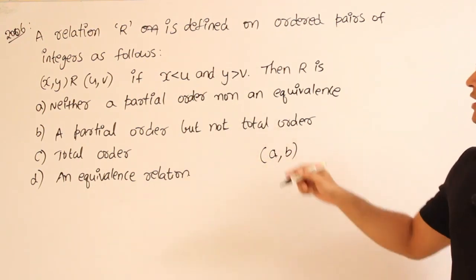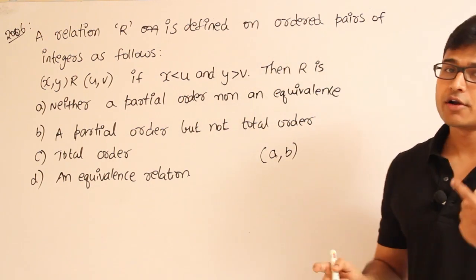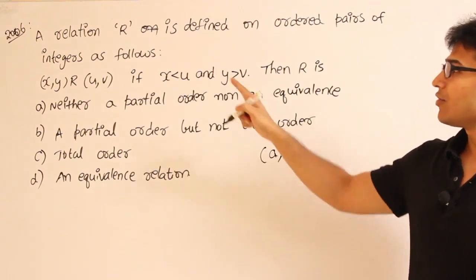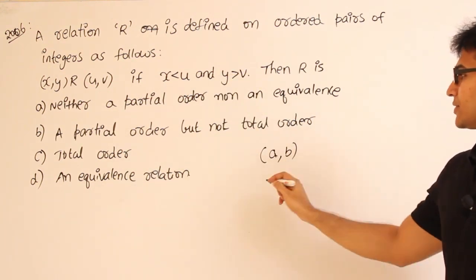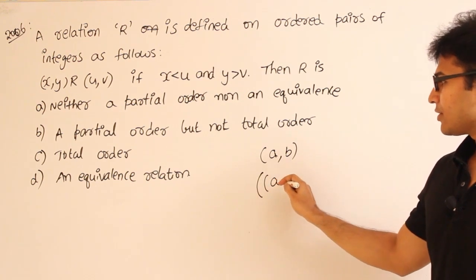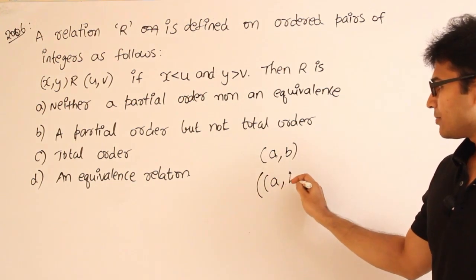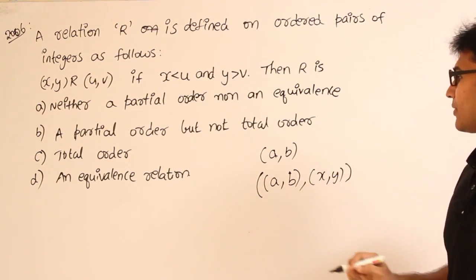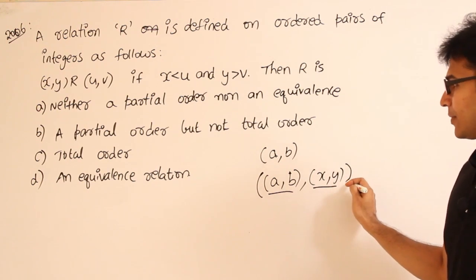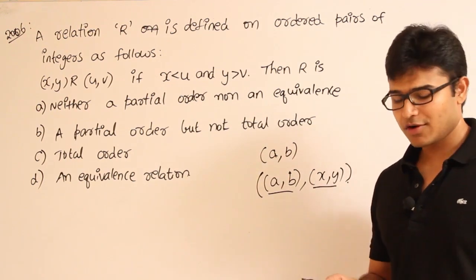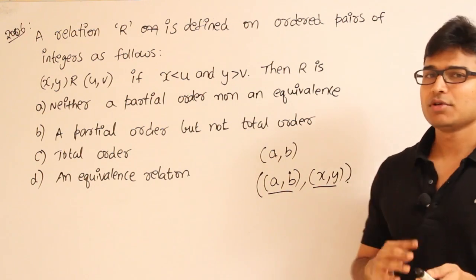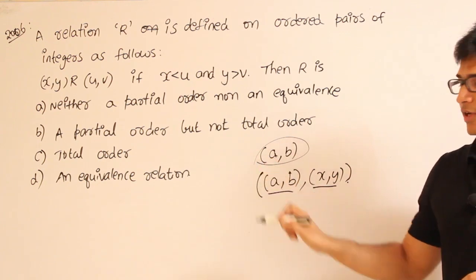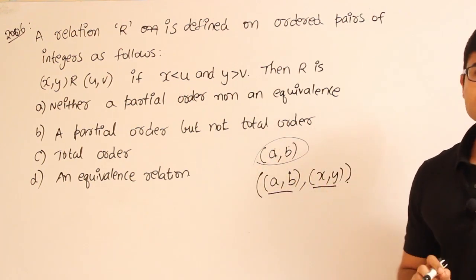Now they are saying that a relation capital R is defined on ordered pairs. It is not defined on a set of elements. It is defined on ordered pairs of integers as follows. So a relation contains ordered pairs, something like this, and this is now an element in the relation. So it is not very different. They just try to twist the question a bit, so don't get confused here. Till now we are using this where A is related to B somehow.